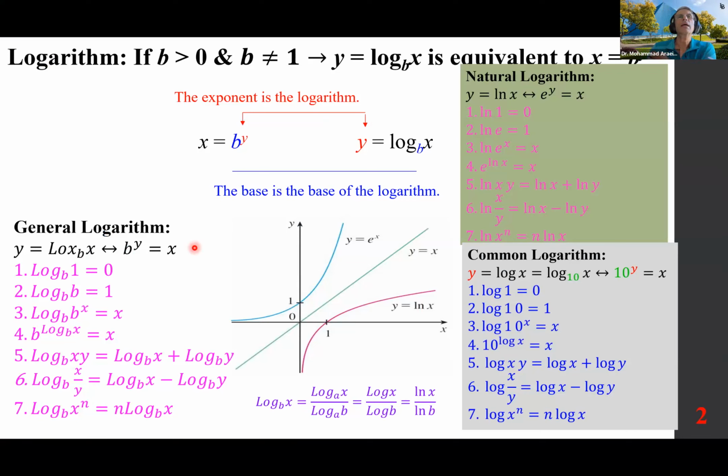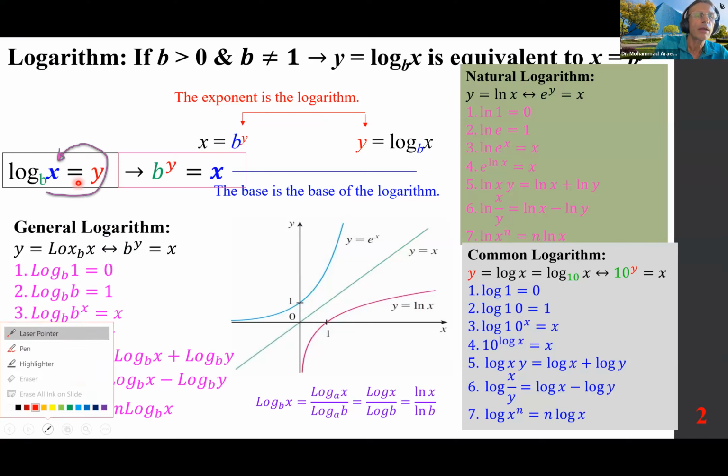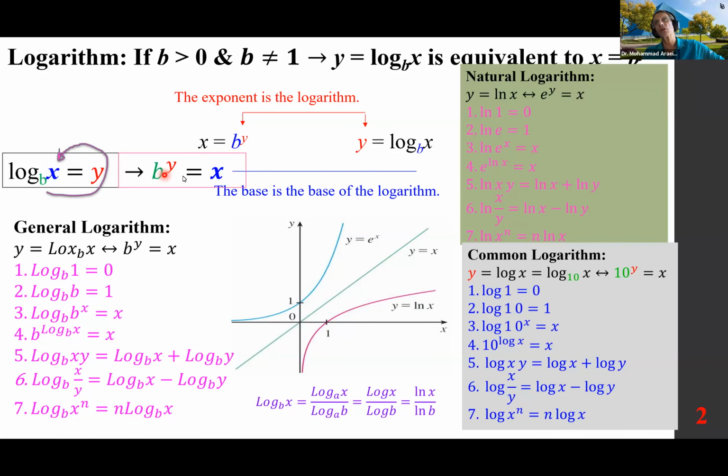We've looked at logarithmic properties. I've reminded you of those. And the very first thing you need to remember is if you can go from one format to the next, from the logarithmic format to the exponential format and vice versa, then I have an easy time with all of these properties. And remember, log is simply an exponent.